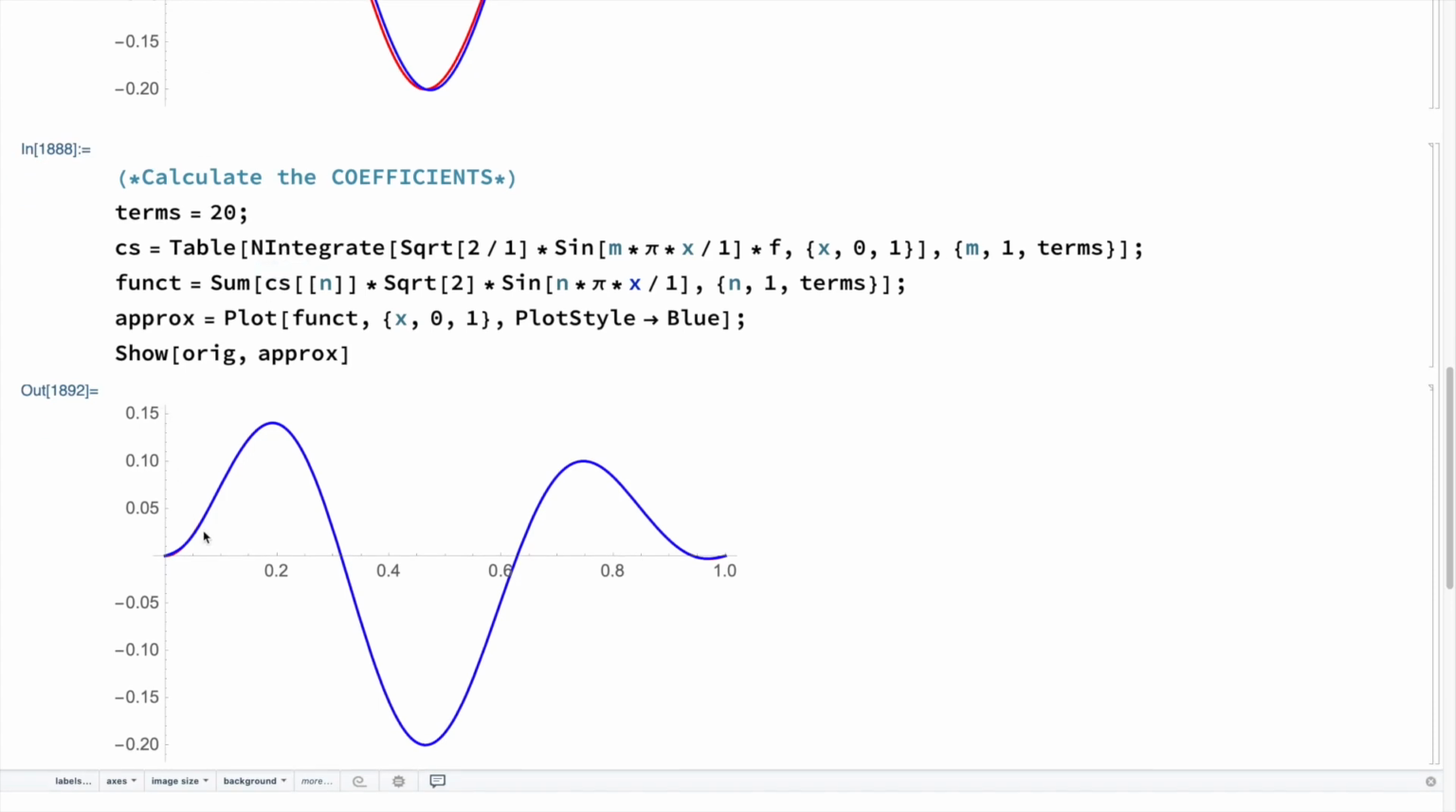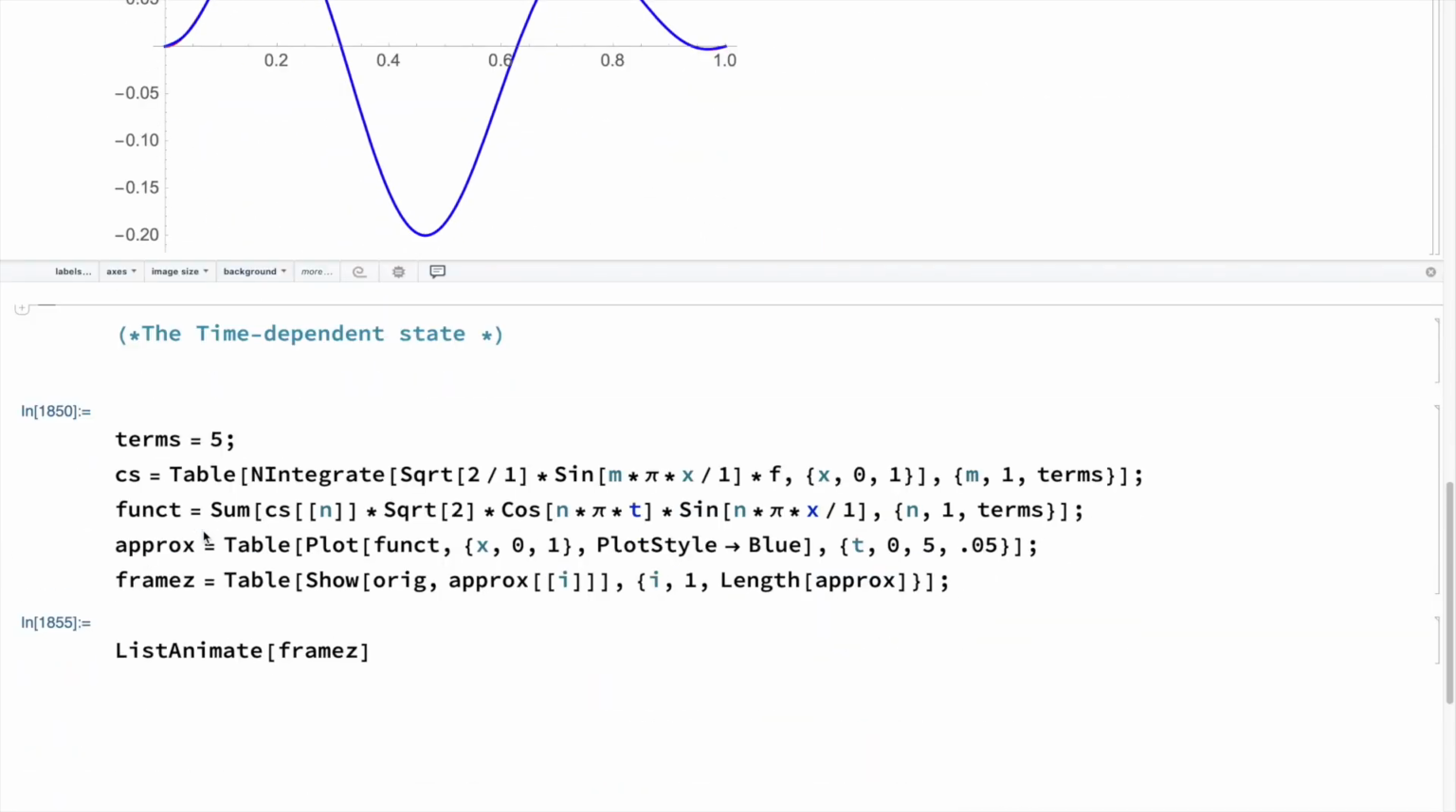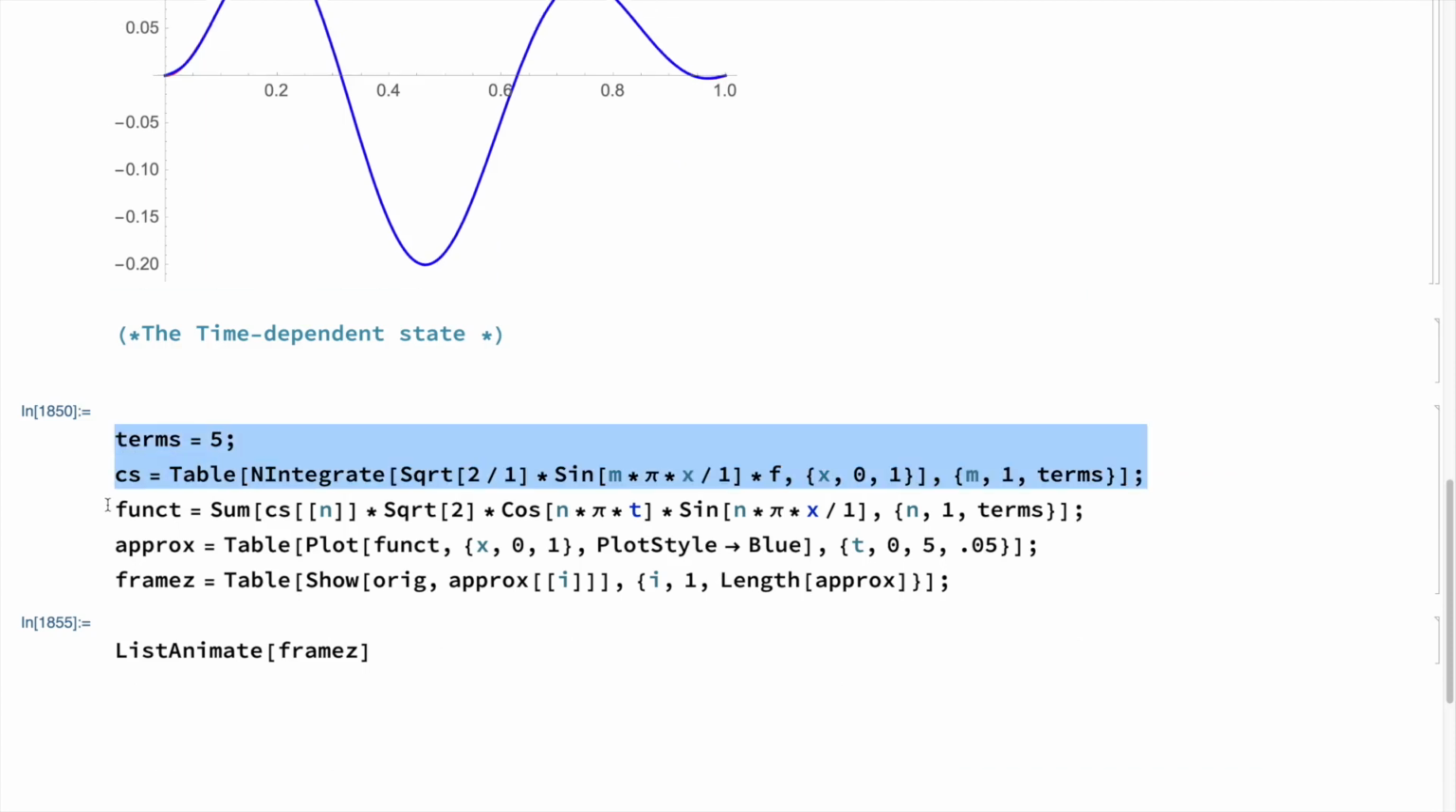20 terms. Okay, great. But of course, the fun starts when I try to do the time-dependent state. So almost all of this is exactly what we did above: how many terms, find out what the C's are. But now when I reconstruct the function, I'm going to keep that cosine n pi t in there. Omega is equal to k, and so if k is equal to n pi over L, omega is equal to n pi over L, so n pi over 1 times t. And that's going to give me a function of space and time.